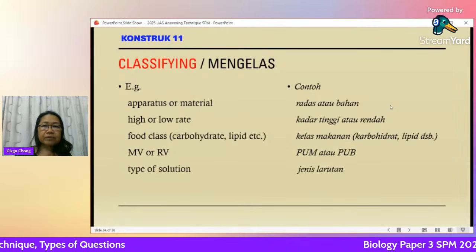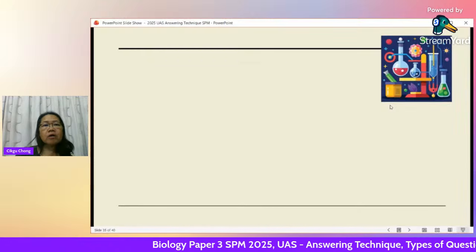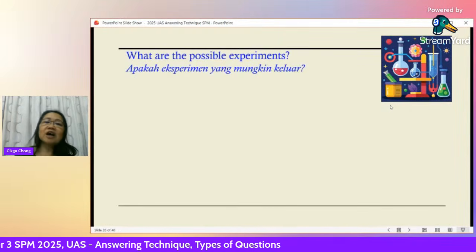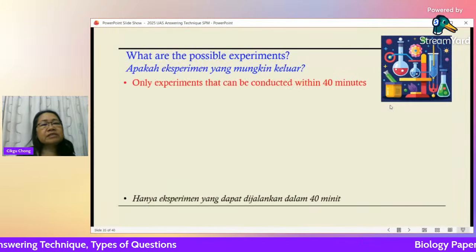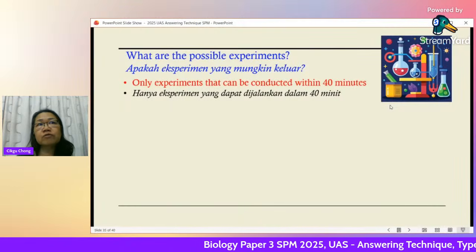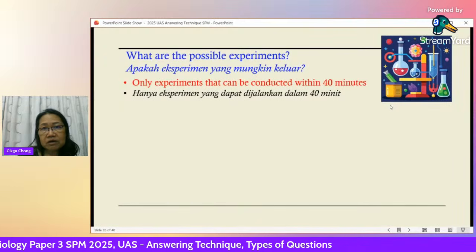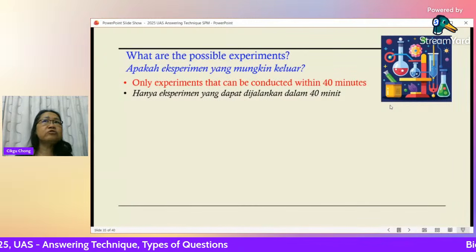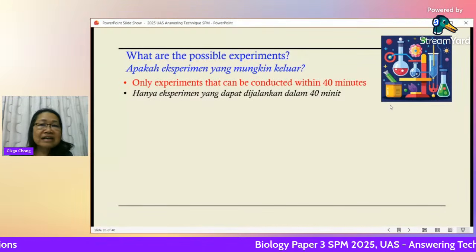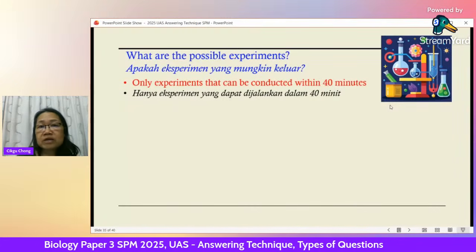So now, it's the most interesting part of the lesson. What kind of questions can come up? What kind of experiments can come? Everybody asks me. Very simple: only experiments that can be conducted within 40 minutes. You can go and check through all the experiments in your Form 4 and Form 5 textbooks. Experiments that take too long are not possible, like ones that need you to go into the field, or go into the toilet to take your urine sample. Not possible, cannot be done. So everything can be completed in 40 minutes.